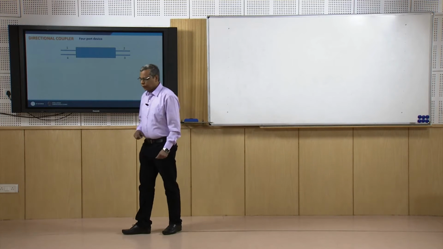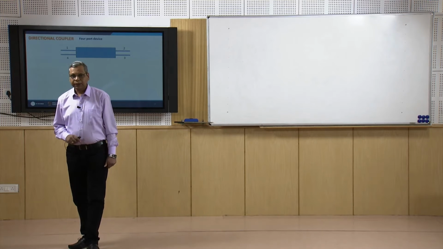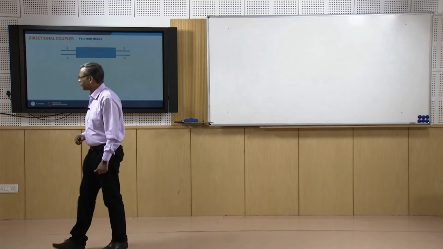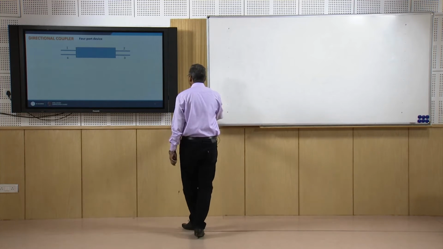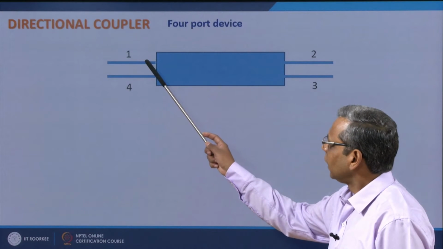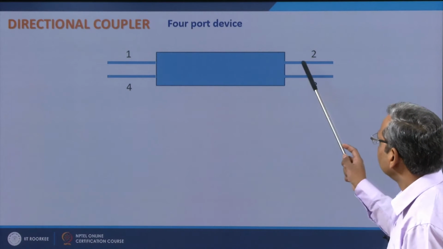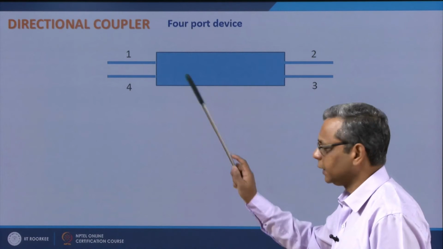The very basic component and very important component using optical fiber is directional coupler. What is a directional coupler? It is essentially a 4-port device. So, we have a fiber here, a fiber coming out here, a fiber coming out here, and fiber going inside here.